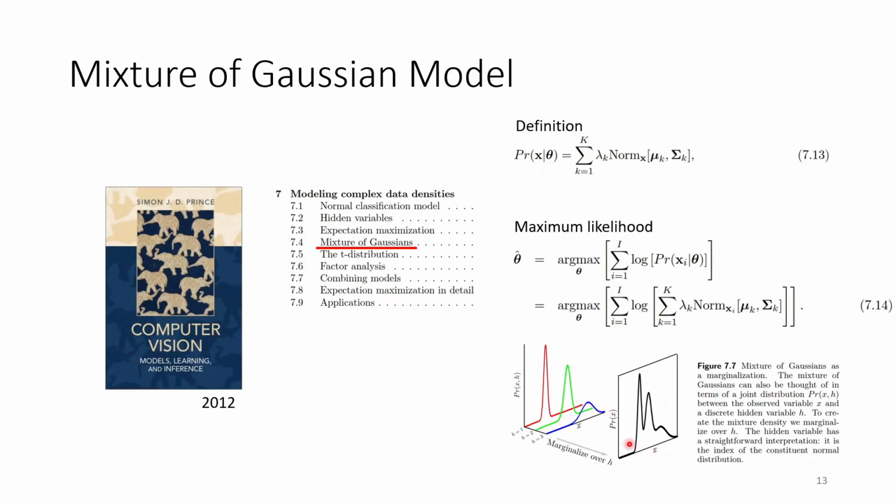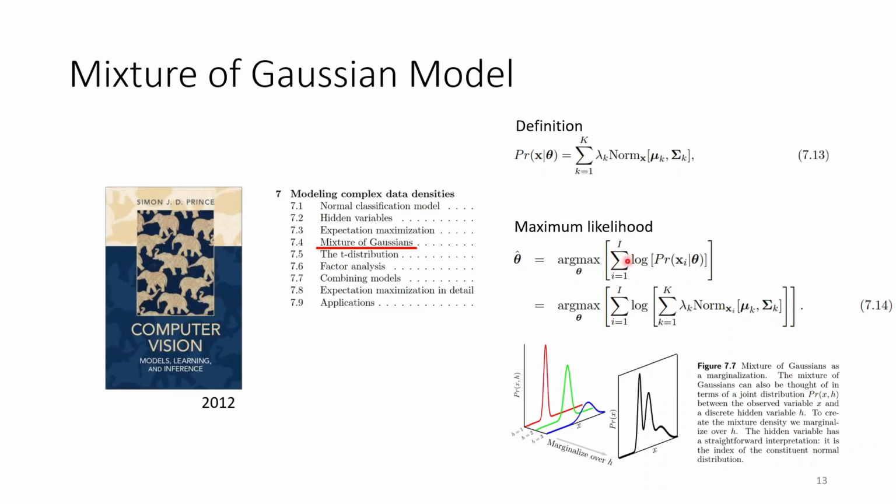So if you have a bunch of data and its distribution is like this, of course, you cannot just use a single Gaussian model to model the distribution. So the mix of Gaussian models just means you find some Gaussian distributions as a mix, so that they fit your data very well.